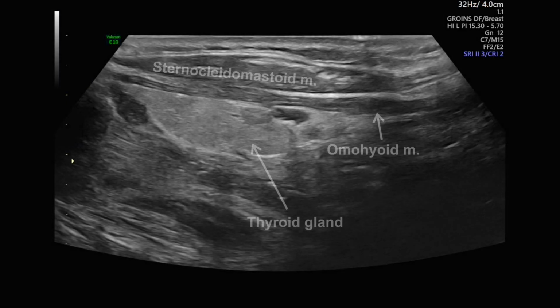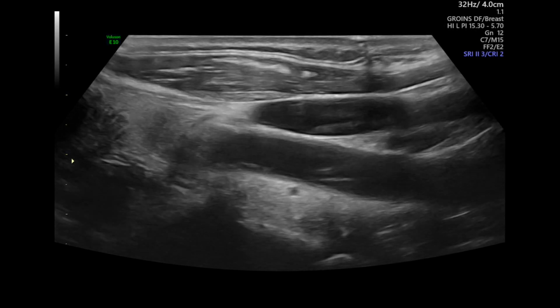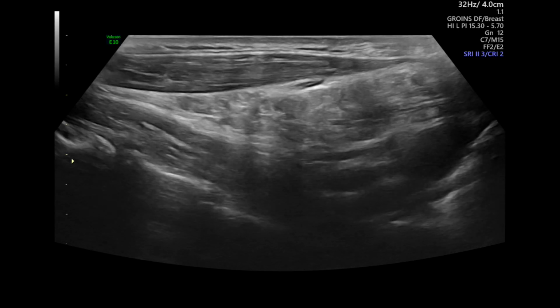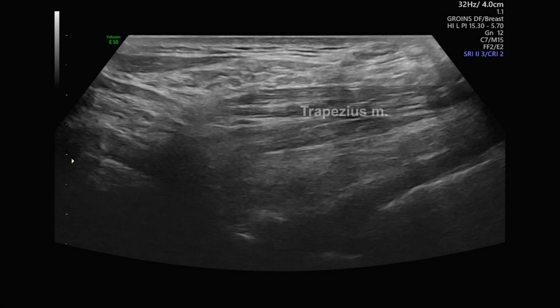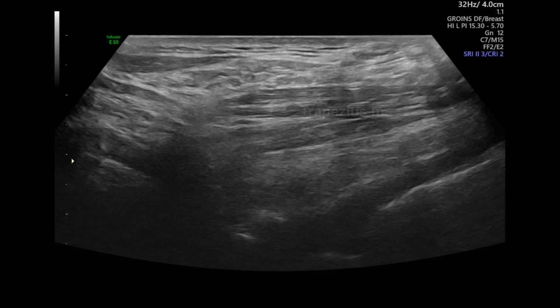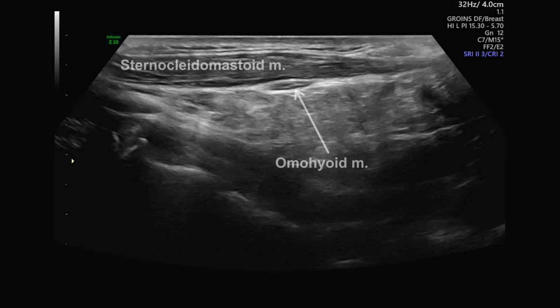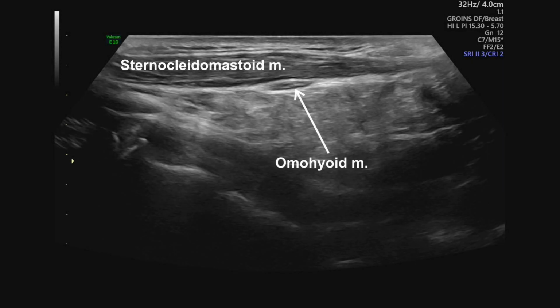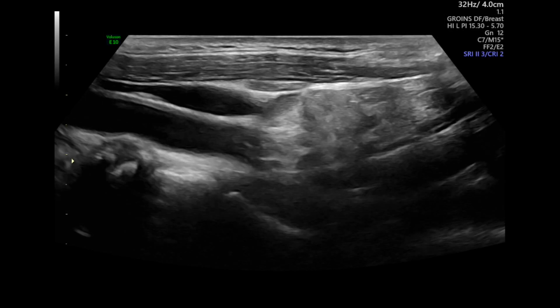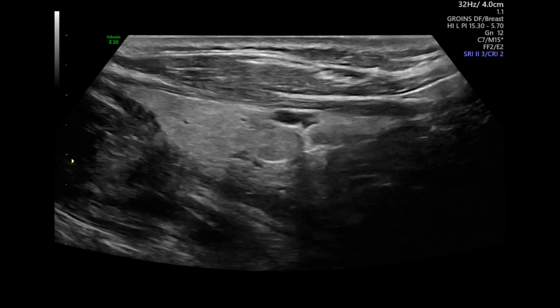The same boundaries can be identified in the longitudinal view, starting from the thyroid gland and moving the probe caudally and laterally in a fan-shaped movement until reaching the trapezius muscle. Moving the probe cranially again, the omohyoid muscle insertion can be traced.